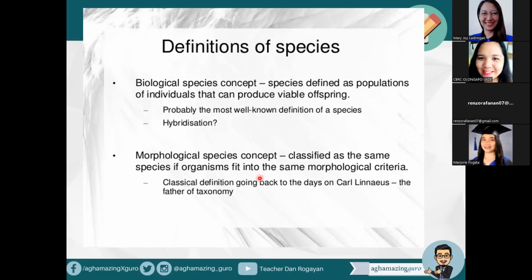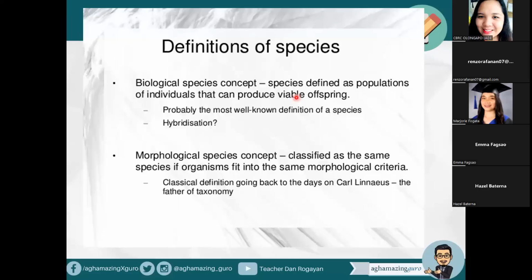Okay? So morphological species concept: classified as the same species if organisms fit the same morphological criteria. Classical definition going back to the days of Carl Linnaeus, the father of taxonomy. Question. Pakilagay nga sa chat box who is considered to be the father of genetics. Ayan, tignan nga natin kung matatandaan nyo. Okay, that is Mendel. How about father of microscopy? Father of microscopy.